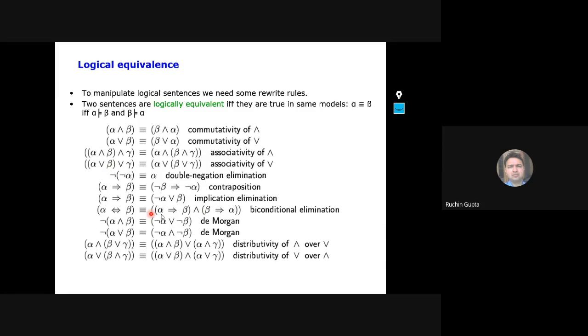They are not difficult rules to remember. De Morgan's law you are already familiar with. Commutativity and associativity are actually simpler. The distributivity, you know already from earlier.